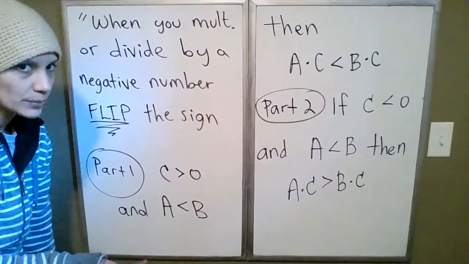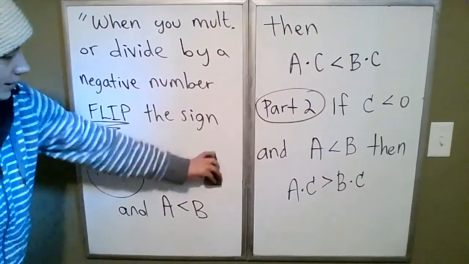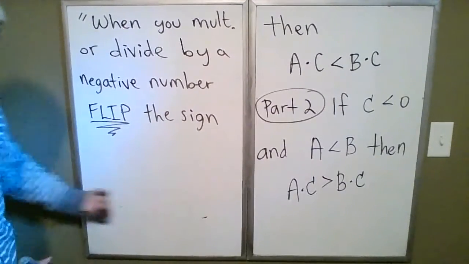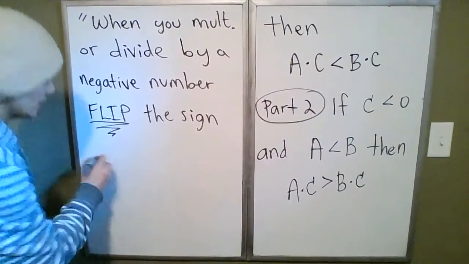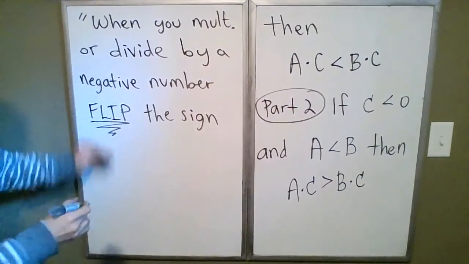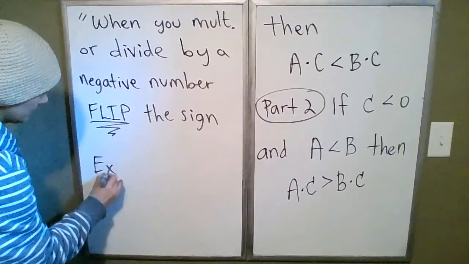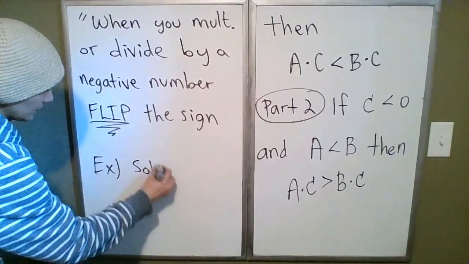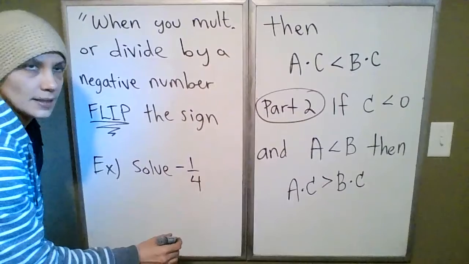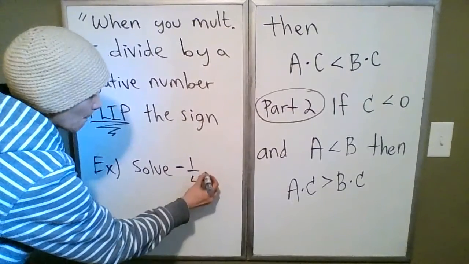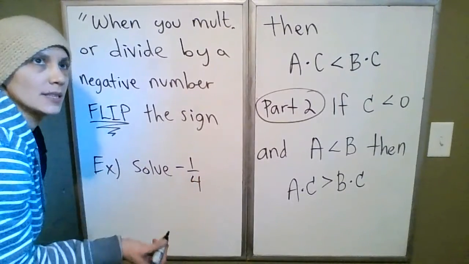Okay, let's do a quick and easy one. Solve negative 1/4 x less than 2. Actually, let's go with less than 2.